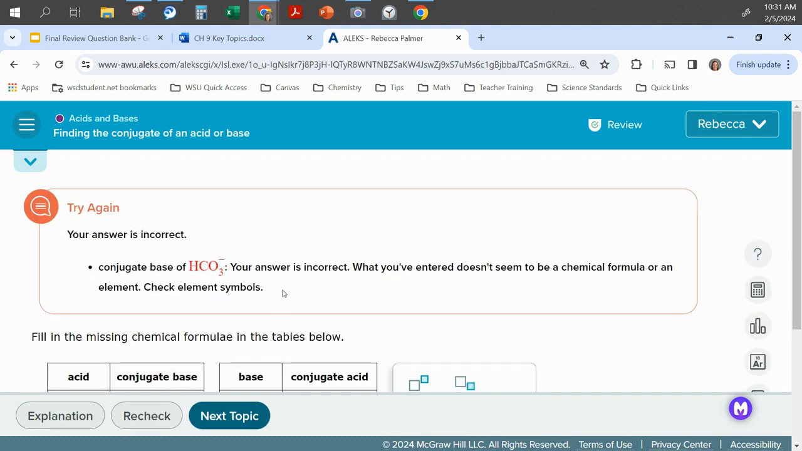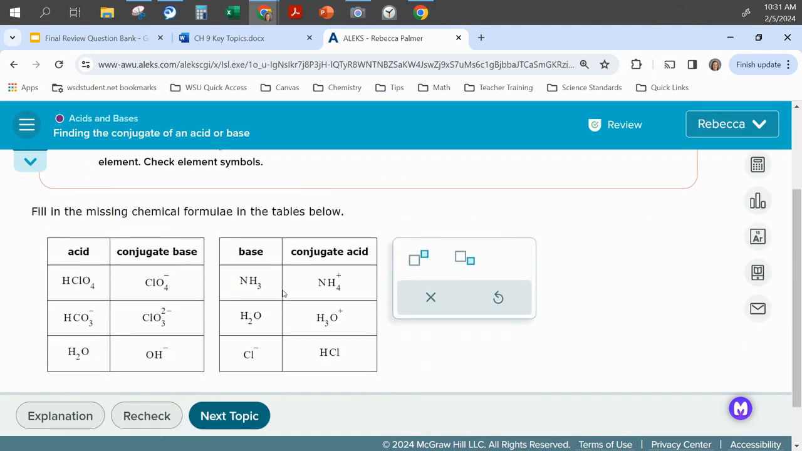Oh no, I missed one. Minus 1 hydrogen. What did I do here?